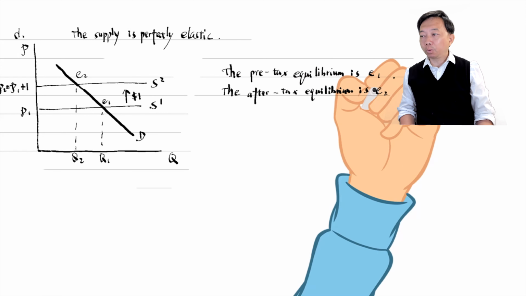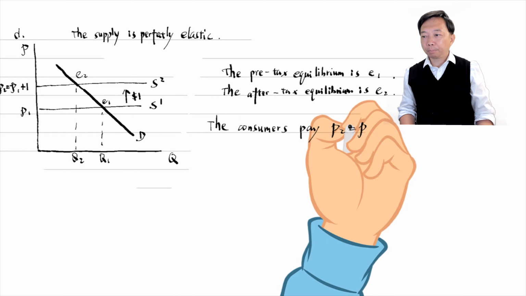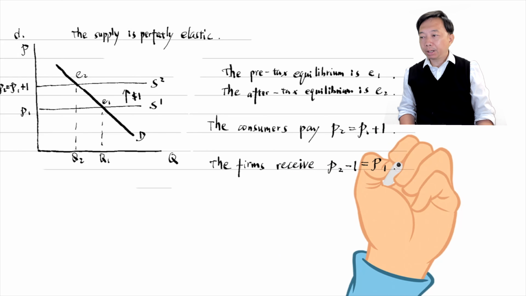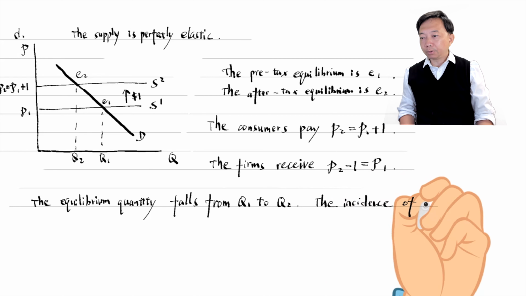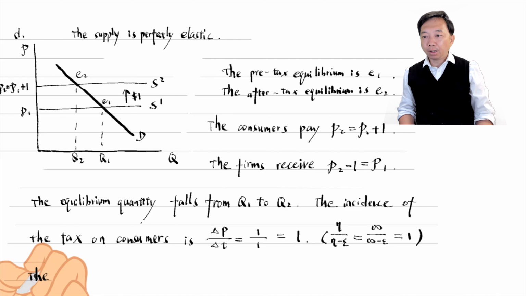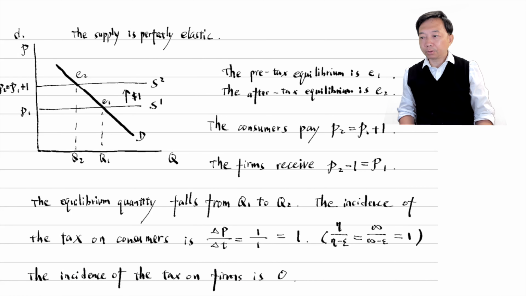The after-tax equilibrium is E2, where the price consumers pay is P2 equals P1 plus 1. The price firms receive is P2 minus 1 equals P1. And the equilibrium quantity is Q2. The incidence of the tax on consumers is 1. We can also get the result using the formula. The incidence of the tax on firms is 0.